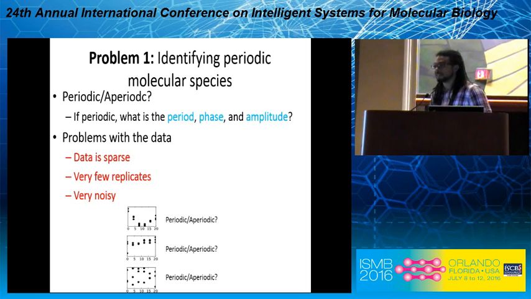So the first problem we're going to tackle is identifying periodic molecular species. And if it is periodic, what is the period, phase, and amplitude? Now, there are a couple things that make this problem particularly hard. The first is that the data is very sparse. If we have data of around 24 hours, there's only about 5 to 7 samples across those 24 hours. In addition, there are very few replicates, so there will be about 1 to 3 replicates per time point, which makes estimating the true mean pretty hard, which actually makes the data very noisy.